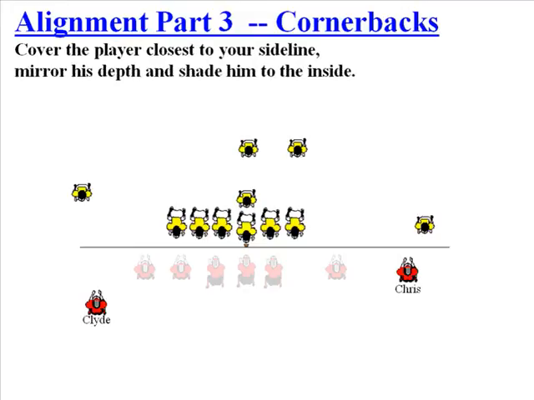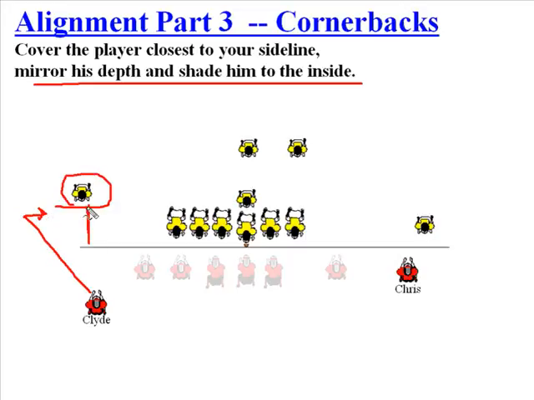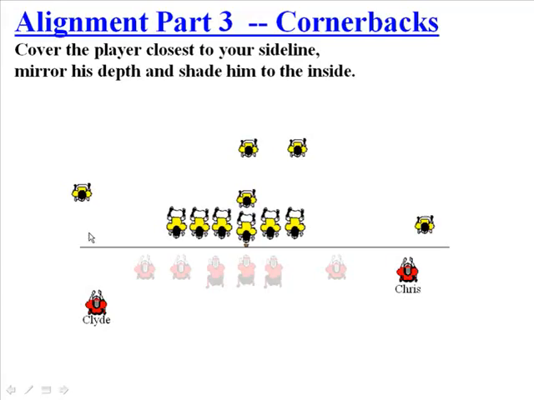The responsibilities of Clyde and Chris are that you're going to cover the player closest to your sideline, mirror his depth, and shade him to the inside. So, your responsibility is to look to your sideline, look in, and see the first player that you come to. That is your man. In this case, Clyde goes to the sideline and looks to the right and comes into this guy. He shades him to the inside, okay, mirroring his depth.